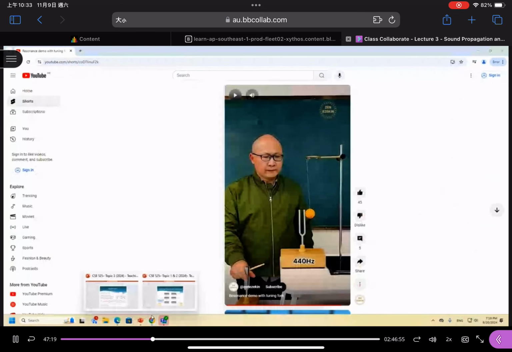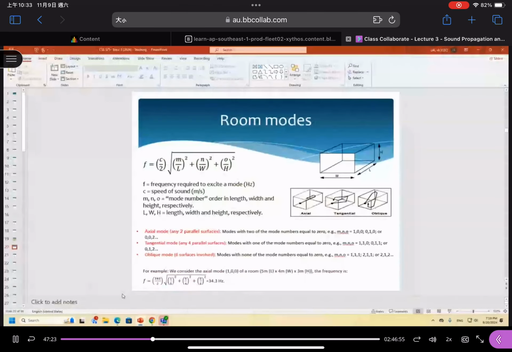We stop here. For this one, I just want to show you that in total we have three types of room modes. The first one is the axial mode, the second one is tangential, and the last one is oblique mode. When you compare these 3 types of modes, it is easier to generate the axial mode because we just need 2 parallel surfaces. But the oblique mode involves a total of 6 surfaces, all the surfaces inside this room. It is harder to achieve, and under multiple reflections, the effects could be decreased significantly.